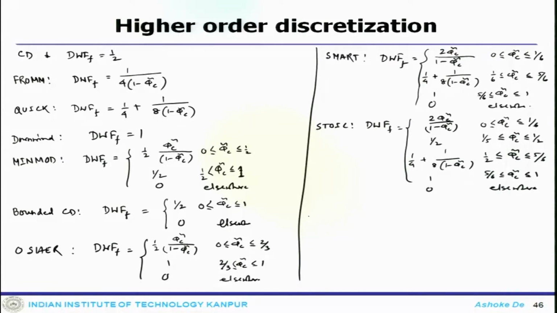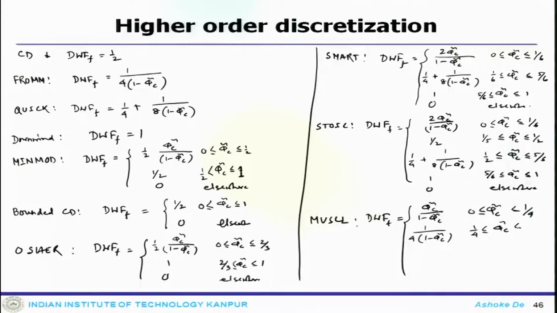And the muscle scheme, where the factor will have 4 segments again. First segment is phi c tilde by 1 minus phi c tilde, which lies between 1 by 4 and 0. Then 1 by 4 into 1 minus phi c tilde, where it lies between 1 by 4 and 3 by 4, and lastly where it is 1 elsewhere, this is 1, this is 0.